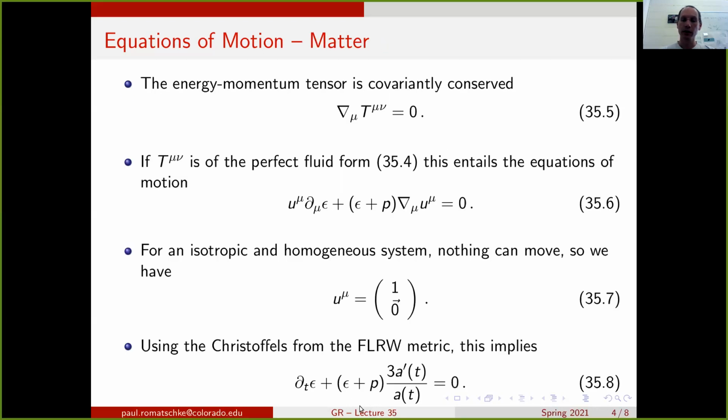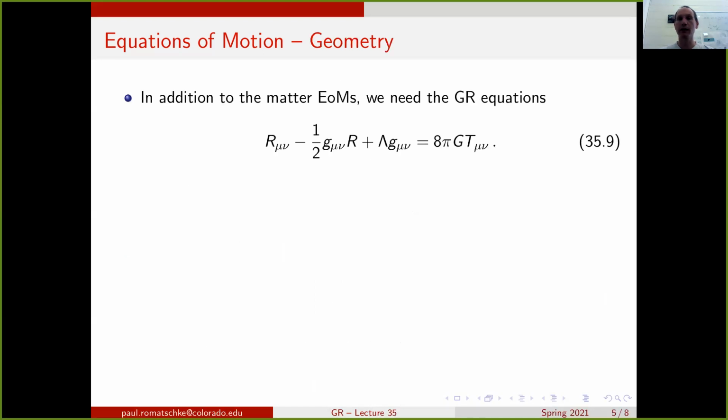Since this equation depends on the matter part, so the energy density and the pressure, but also on this factor A that is part of the metric ansatz, we cannot solve this equation without providing input for the geometry or the metric. In order to do this, we need a second equation that tells us how the geometry acts to matter content, and that is, of course, the field equations from GR. So the field equations from GR are reproduced here.